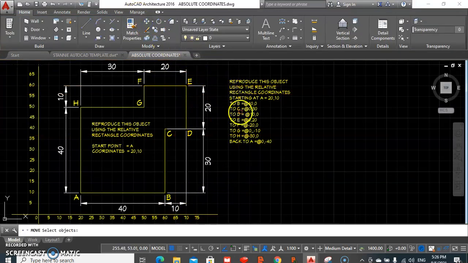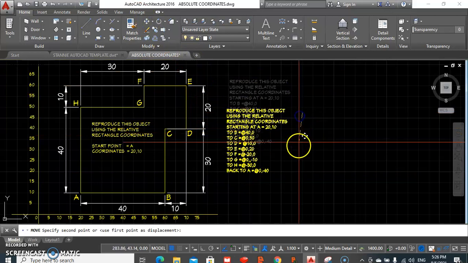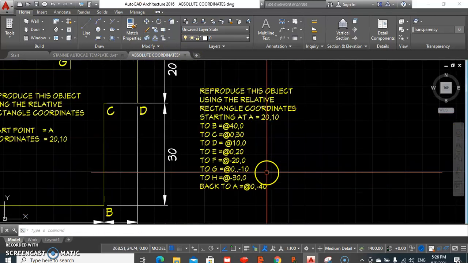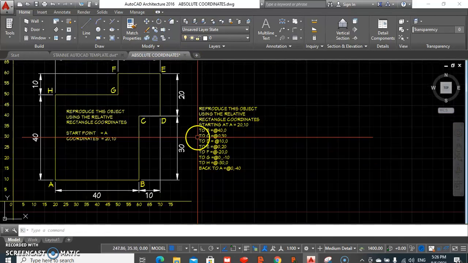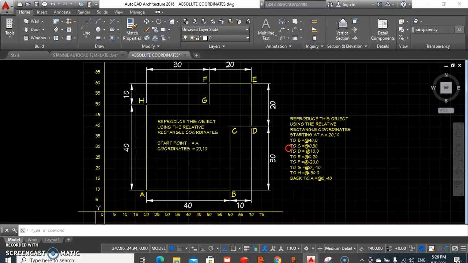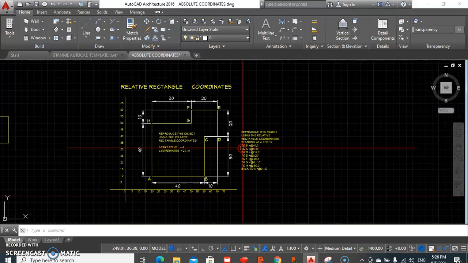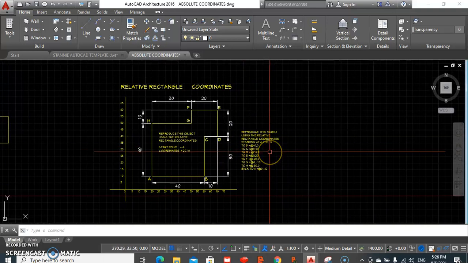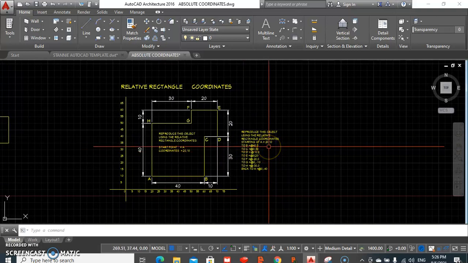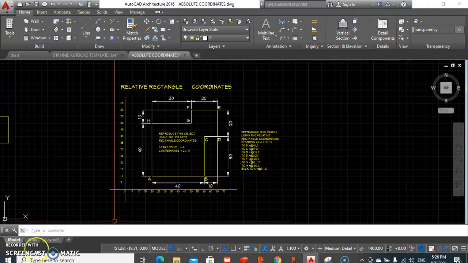And so this is the list of commands required to complete the shape as shown in the diagram using our relative rectangle coordinates. I hope this video helped, and please join for our next video tutorials.